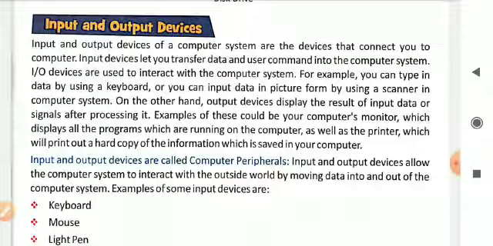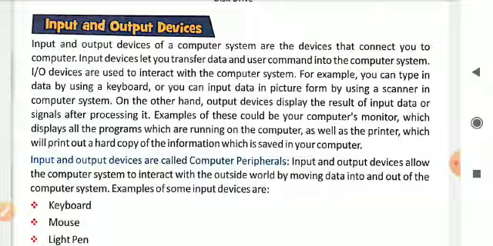Examples of these could be your computer's monitor, which displays all programs which are running on the computer, as well as the printer, which will print out a hard copy of the information which is saved in your computer. If we want our data as a result, the output device monitor shows all programs which are running on the computer, and if we want a hard copy of any data, the printer gives it to us as a result.